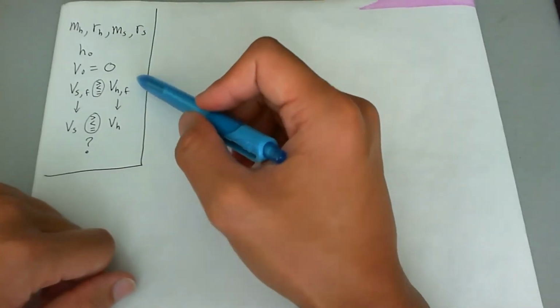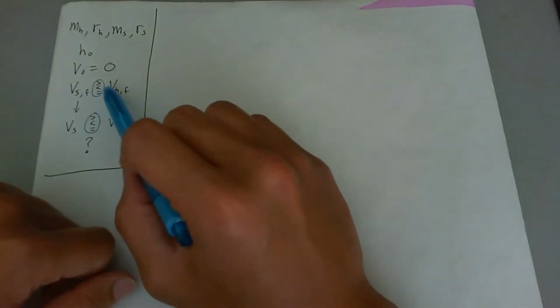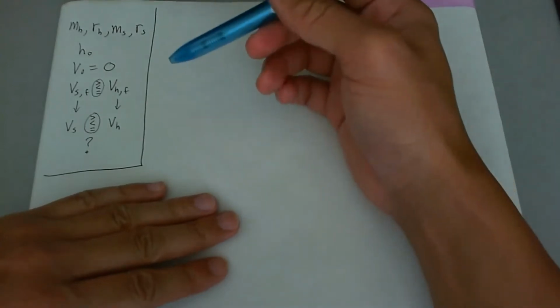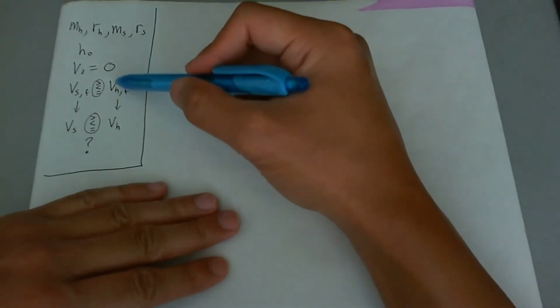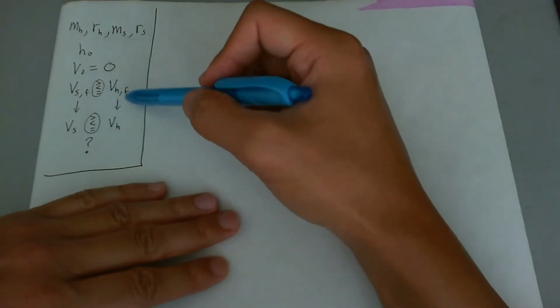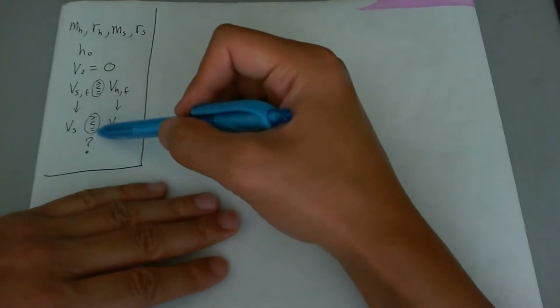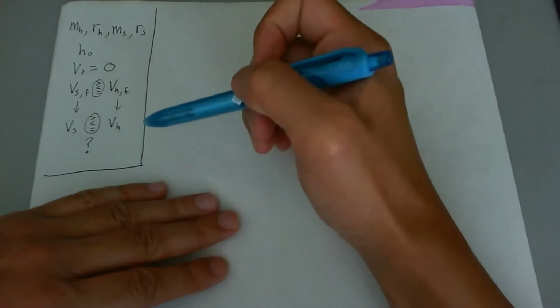So what we're trying to find is whether the final velocity of the solid cylinder is greater than, less than, or equal to the final velocity of the hollow cylinder. I'm just going to get rid of the finals and we're going to say Vs greater, equal, or less than Vh.